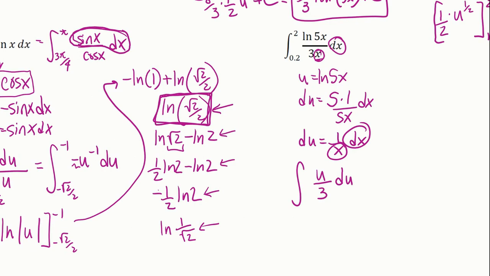I also need to replace my bounds. So if I plug in 0.2, that's ln of 5 times 1/5, which is ln of 1, which is 0. Right? 5 times 0.2 is 1, ln of 1 is 0. If I plug in 2, that would just be ln of 10, so nothing exciting about that. The antiderivative of 1/3 u would be 1/3 times 1/2 u to the second power.